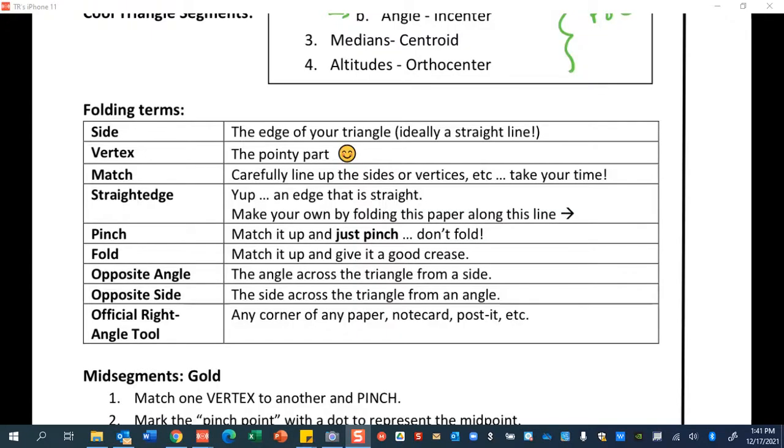Okay, so we're also going to talk about the difference between a pinch and a fold. When I ask you to pinch something, you're just going to match it up and pinch and make a marking where that happens in the triangle, and you're not going to necessarily fold. When I ask you to fold, I want you to match it up and give it a good crease. Here's what I'm talking about.